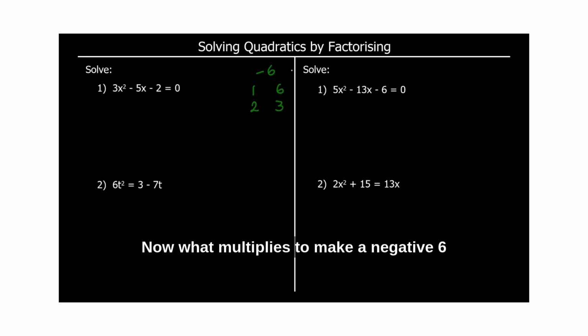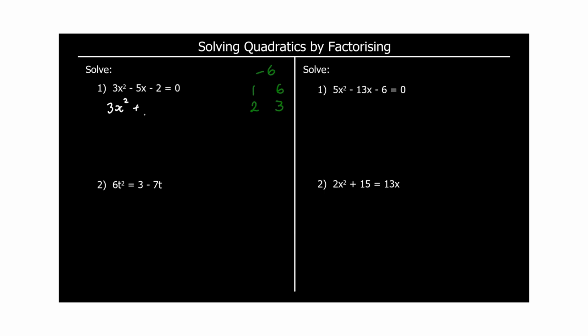Now what multiplies to make a negative 6 and adds to make a negative 5, it's going to have to be plus 1 minus 6. If I did minus 2 and minus 3, a negative times a negative will multiply to make a positive 6. So I'm going to rewrite 3x squared plus 5x minus 2 as 3x squared, and then either way round, plus x minus 6x, or minus 6x plus x, either way round.